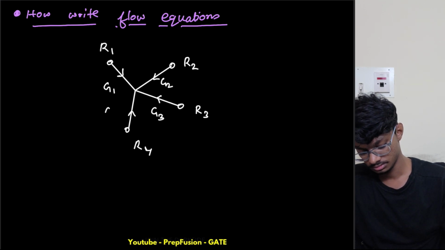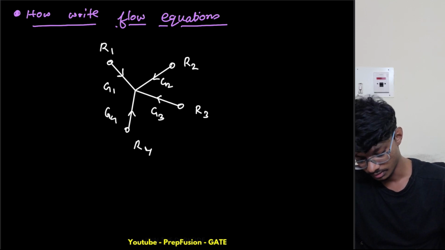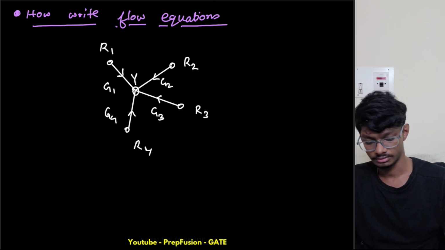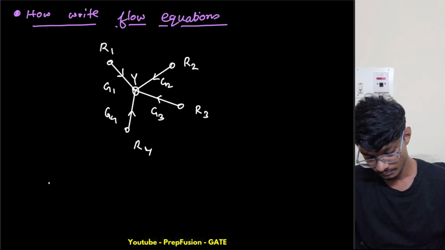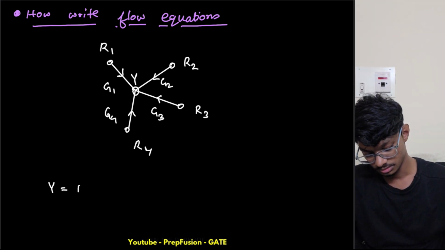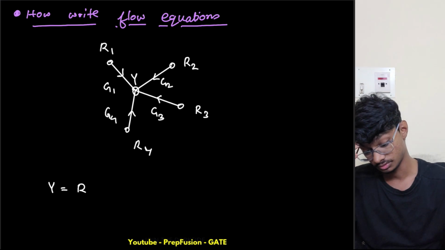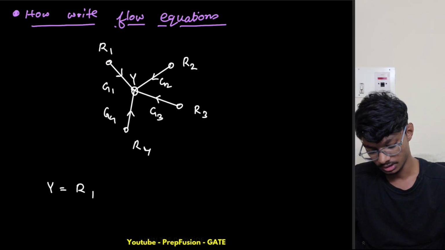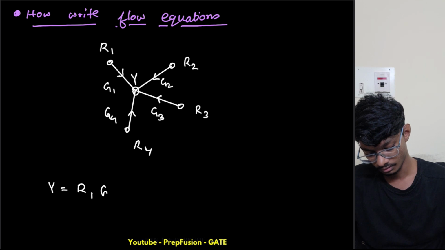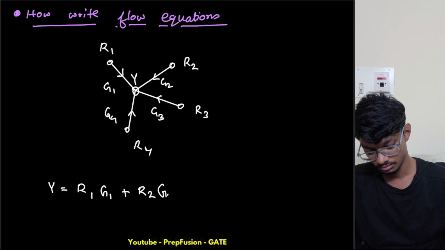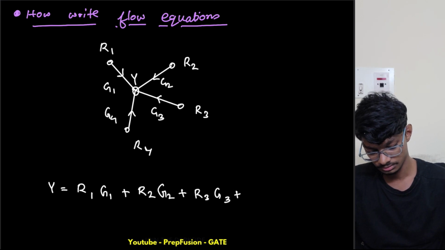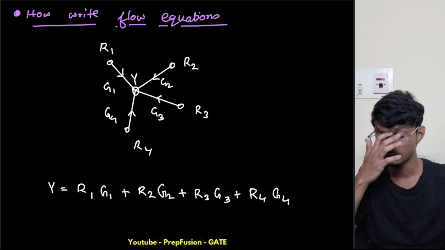G3 and G4. And what is this node called? This node is called Y. So what is Y equal to? Y equals, simply writing the algebraic equation, from this node it is coming as R1 times G1 plus R2 times G2 plus R3 times G3 plus R4 times G4. Okay, so this is the flow equation.